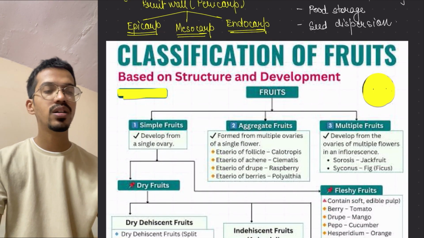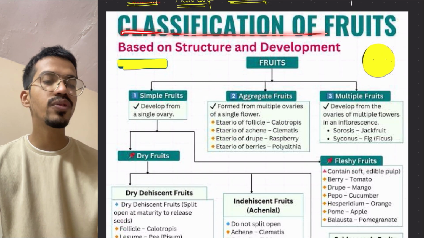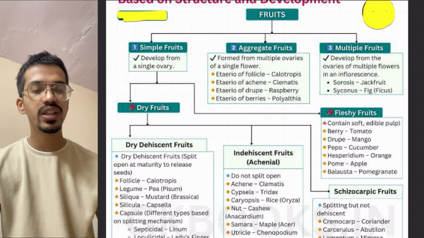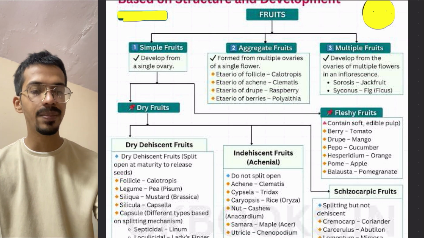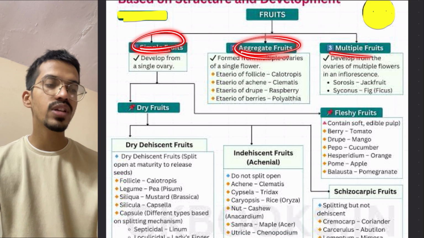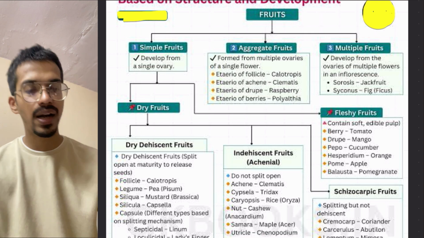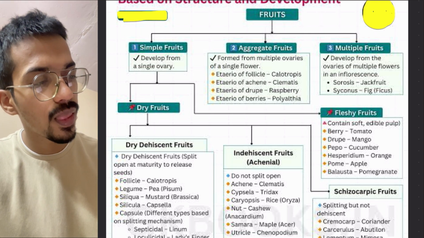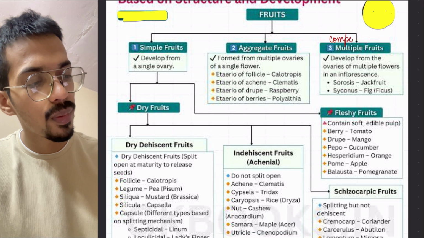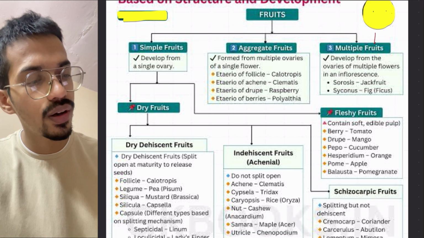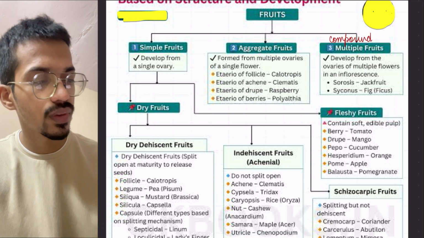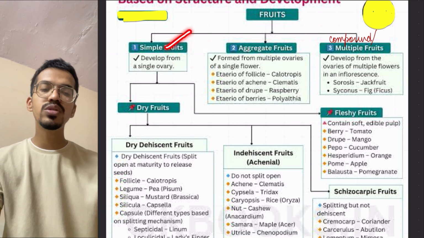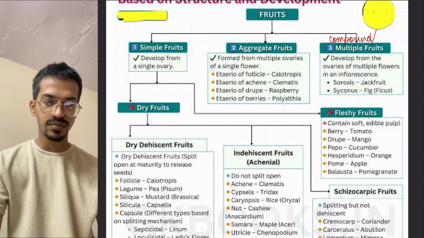Coming back to our topic. Next is how the fruits are classified on the basis of their structure and development. There are 3 different varieties of it: simple fruits, aggregate fruits, and compound or multiple fruits. So here you can write compound or multiple fruits. Now simple fruits develop from a single ovary.